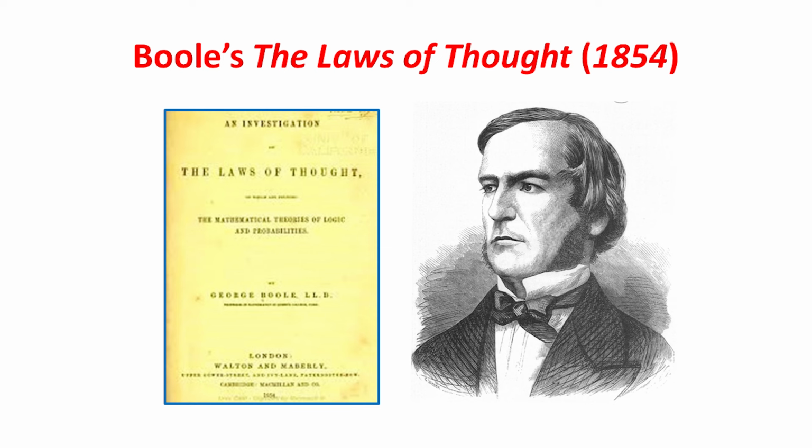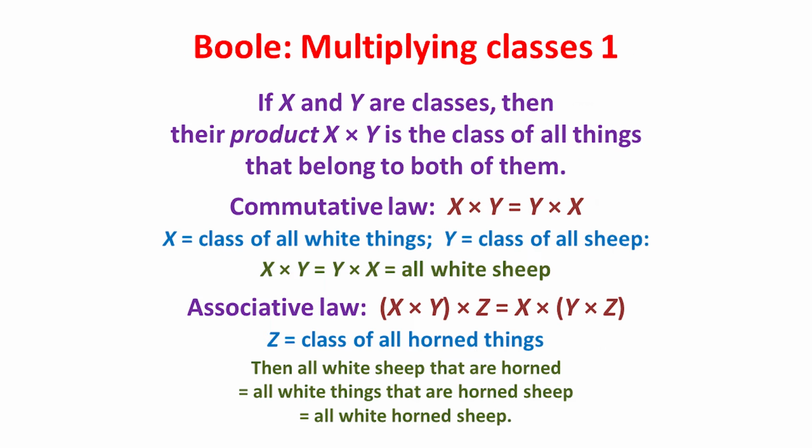In 1854, the mathematician George Boole published a book called The Laws of Thought on the mathematical foundations of logic. In this groundbreaking work, he aimed to replace our traditional algebra by an abstract system where other things replaced numbers. This was his algebra of classes.